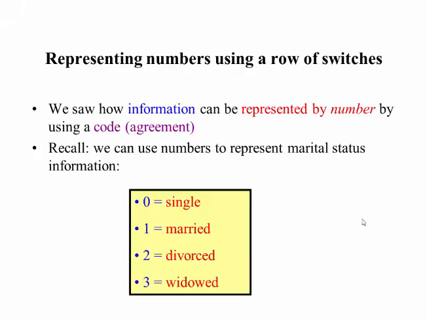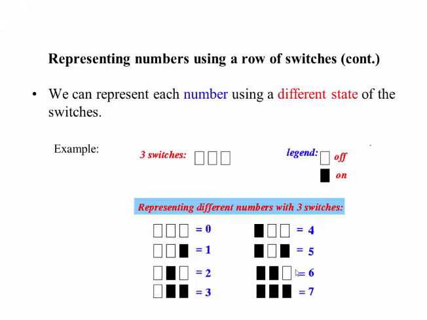We saw how information can be represented by numbers by using a code, which we also call an agreement. If you recall, we can use numbers to represent marital status information: 0 for single, 1 for married, 2 for divorced, 3 for widowed. Now we can represent each number using a different state of the switches.